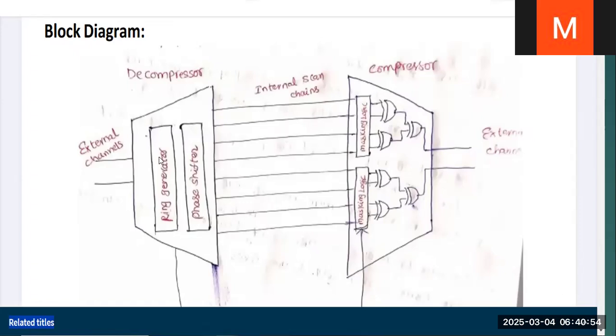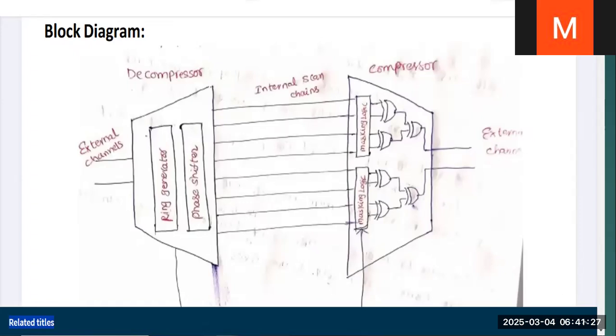Coming to the decomposer, we have a ring generator and a phase shifter. The ring generator generates pseudo random patterns. Those patterns are applied to the phase shifter. The phase shifter randomizes the patterns generated by the ring generator. Why? Because the patterns generated by the ring generator have a linear relationship. To overcome that linear relationship, we go with the phase shifter.